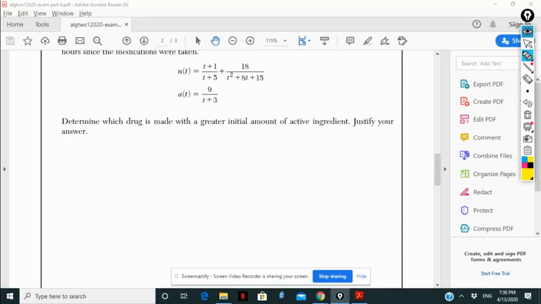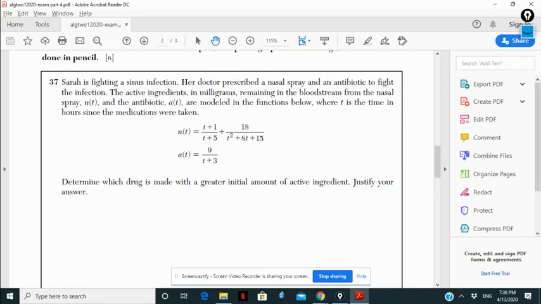Today we're going to continue doing Algebra 2 Regents for January 2020, and we are on the fourth part. The fourth part is about fighting a sinus infection, where a doctor prescribed a nasal spray and an antibiotic to fight the infection. The active ingredient in milligrams remaining in the bloodstream from the nasal spray is given by function N(t) and from the antibiotic by function A(t), modeled in the function shown, where t is the time since the medication was taken.